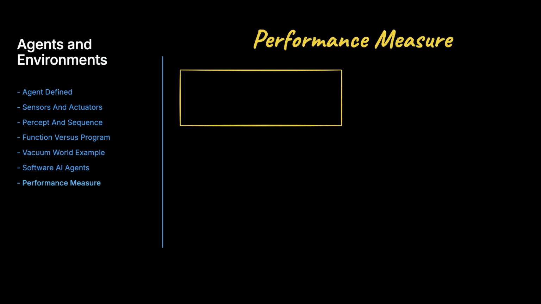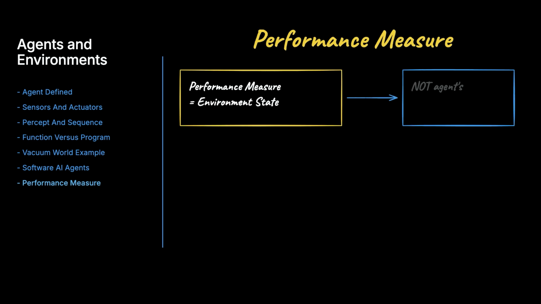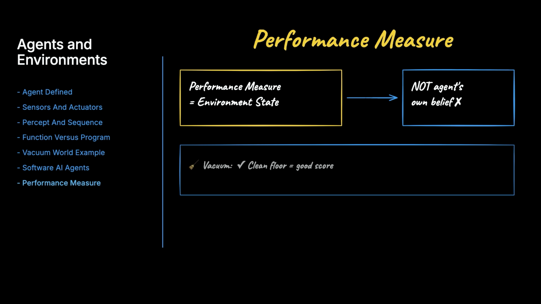So how do we judge whether an agent is good? With a performance measure, an objective scorecard set by the designer. Here is the golden rule. We measure performance by the state of the environment, not by the agent's own opinion. A clean floor is what counts, never the vacuum's belief that it succeeded.